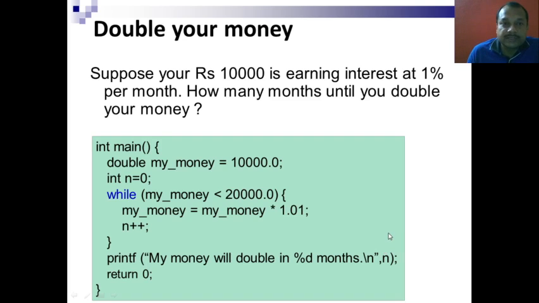Now if the question is changed a little bit, like suppose your rupees 10,000 is earning interest at 1% per month, how many years until you double your money? If it is how many years, then after calculating the months here, you have to convert this month count to years, and when you convert, you can either report this many years and this many months, or you can report a fraction number of years based upon the question, and then you can print that.